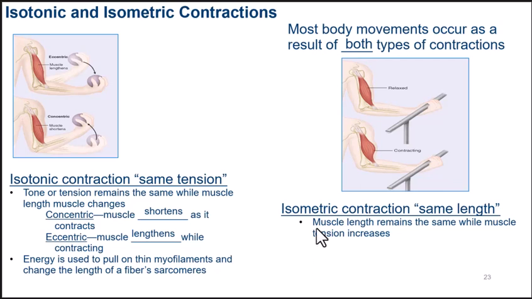Isometric contractions, in contrast, are contractions where the muscle length is going to remain the same while the muscle tension now increases. Metric has to do with measurement, so the length of the muscle is remaining the same. Now, an isometric contraction is not actually moving anything, but let's say you were to hold on to something, even hold on to a weight, but not actually move your arm, that would be an isometric contraction. So there is an increase in muscle tone, and you can even feel that muscle tone increasing, but the length of the muscle has remained the same. Most body movements occur because both types of contractions are occurring.